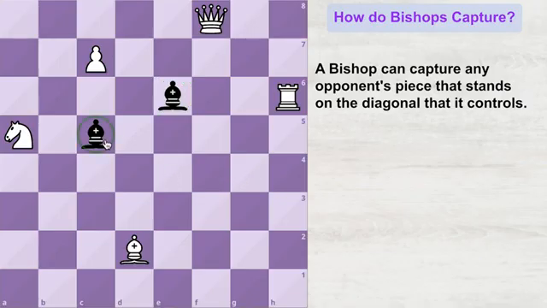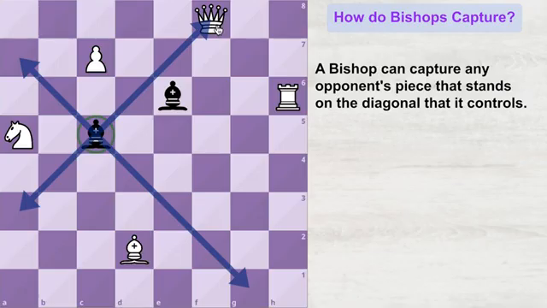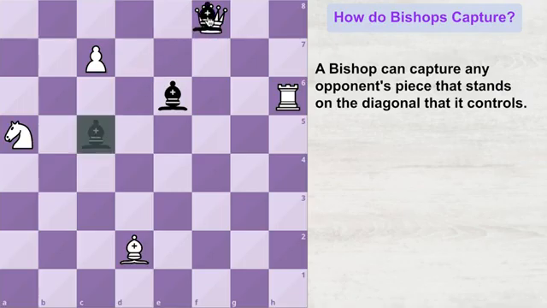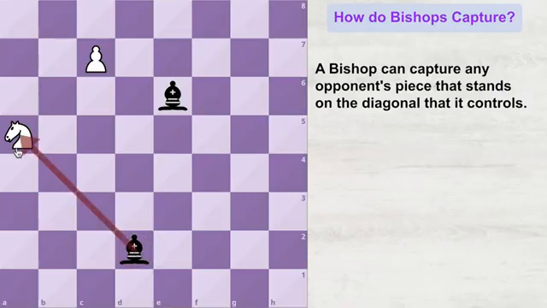Similarly, this dark squared bishop can capture any opponent's piece which stands on any of the diagonals that it controls. So for example, this bishop, since it controls these two diagonals, and this opponent's queen is standing on the diagonal that the bishop controls, this bishop can now capture this opponent's queen, followed by this rook, then this bishop over here, then the knight over here, and then finally this pawn.